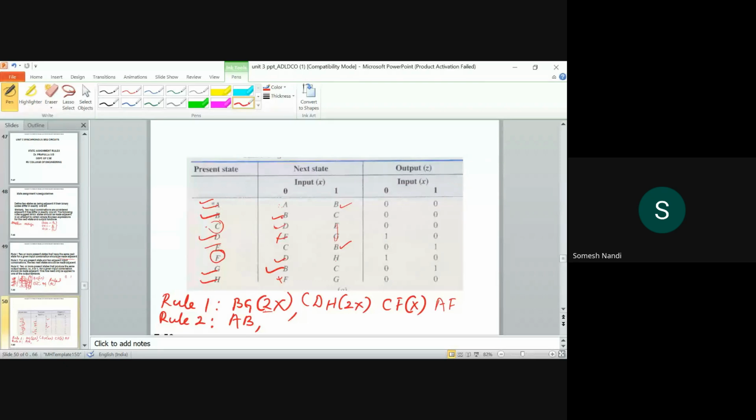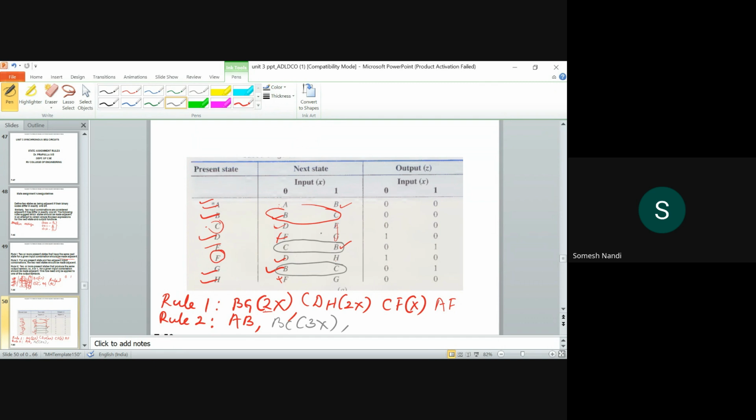Next, BC is there. Is BC appearing elsewhere? Yes, it is appearing 3 times if you can see. Shall I change the color? Yeah, 3 times. BC. See, this is CB, but still it is the same. So it is appearing thrice. So BC is appearing 3 times.